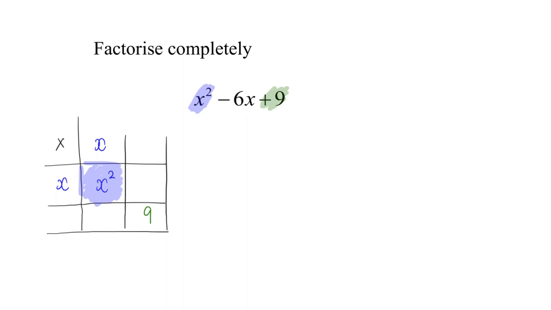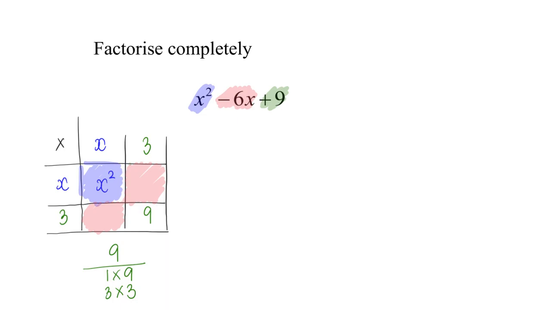And for my 9, I do need to consider all the pairs of factors that would give me negative 6x. That means these two boxes later on, when I add them up, should give me back my negative 6x. So which pair can give me 6? It's 3. The question now is, I need a negative 6x. How can I do that?